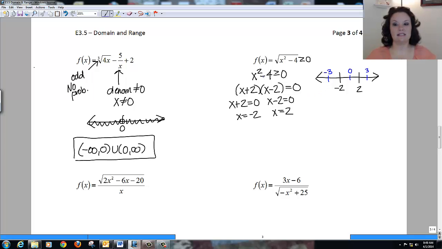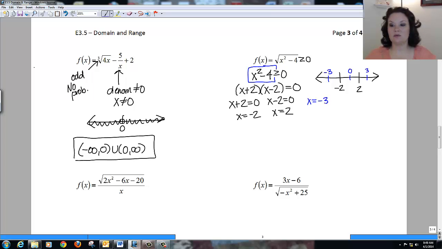And I'm just going to test these by plugging them in. You can plug them into the original here, or you can plug them into the factored form, whichever one is easier. In this case, I think it's just as easy to plug it into the original. So that's what I'm going to do. I'm going to go ahead and box that in so you know where I'm plugging them in.